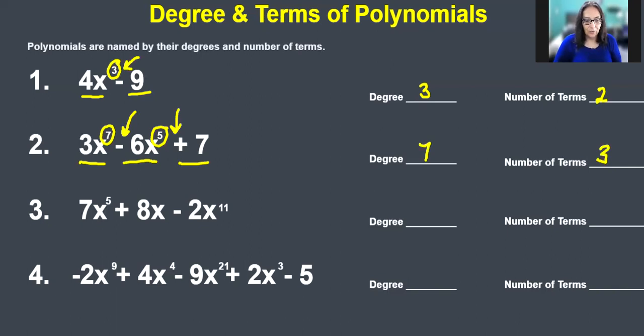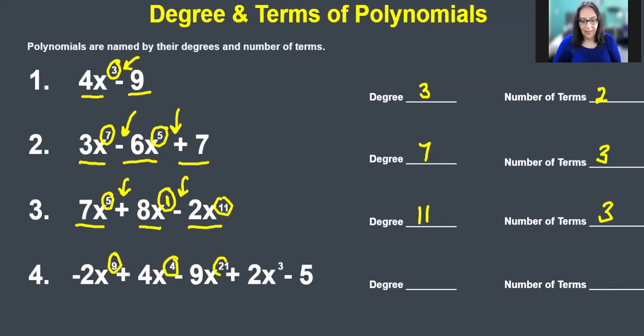All right, the next one, let's look at the exponents. I've got a 5. This is a 1. If there's nothing there, it's understood to be 1. And then I've got an 11. Well, what's the biggest number? 11. So that's our degree. And how many terms do we have? We got 1, 2, 3. 3 terms. If you look, I've got an operation here and I've got an operation here. It's always one more.